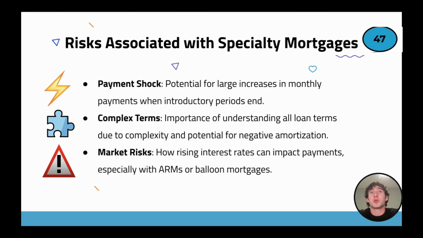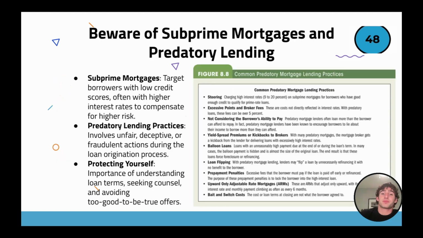So there are some risks you should be aware of that are associated with specialty mortgages. One is payment shock, which can especially occur with ARMs or balloon mortgages. And these are when the rates reset or maybe the balloon payment is due. Next, you have complex terms. So it's crucial to understand all the loan terms to avoid negative outcomes, such as negative amortization. Lastly, you just have regular market risk. So rising interest rates can significantly impact your payments, especially in the case of ARMs.